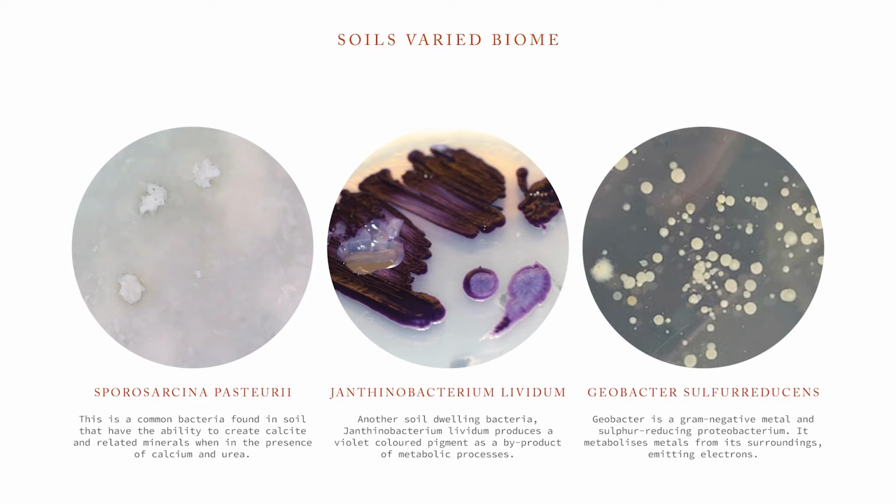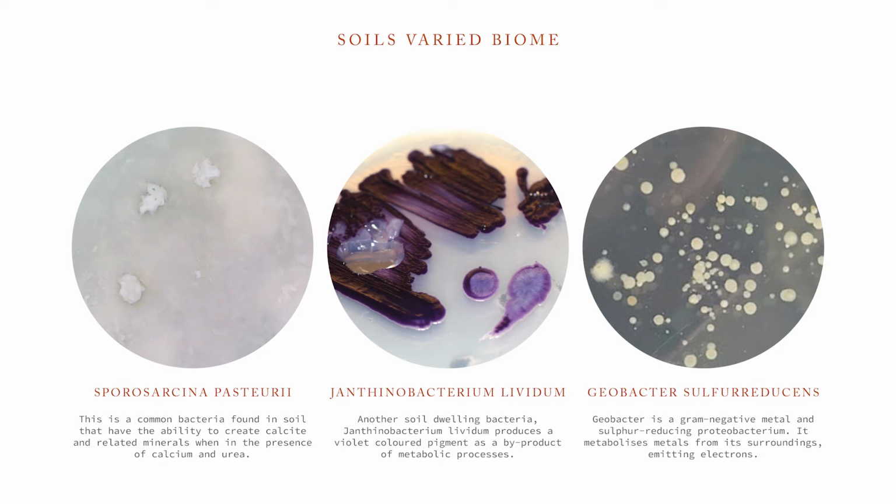Janthinobacterium lividum is capable of producing a compound called violacein, and it produces this violacein as a byproduct of its metabolism. It's a dark violet colour and can be used as a non-toxic pigment for colouring textiles or even staining wood.